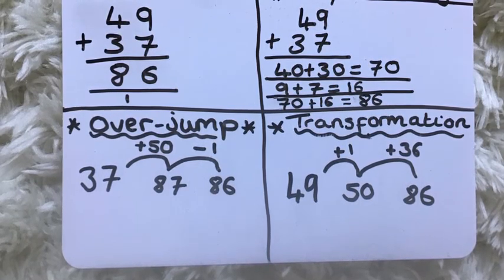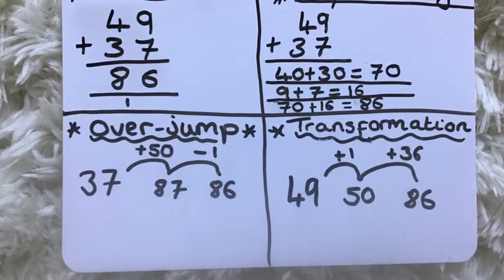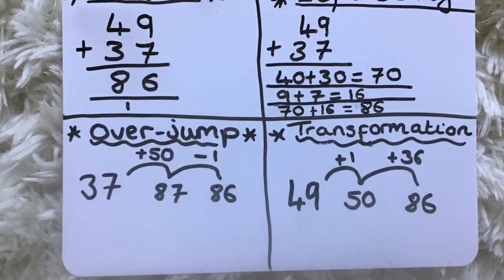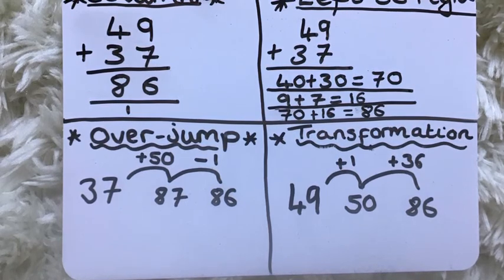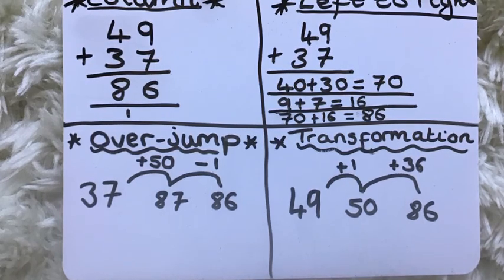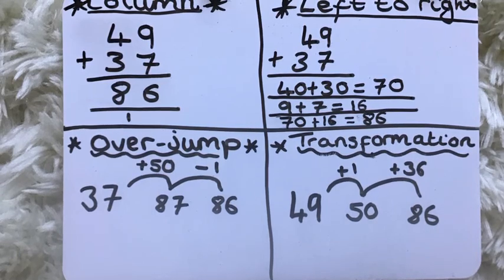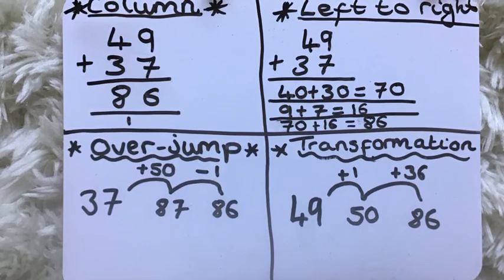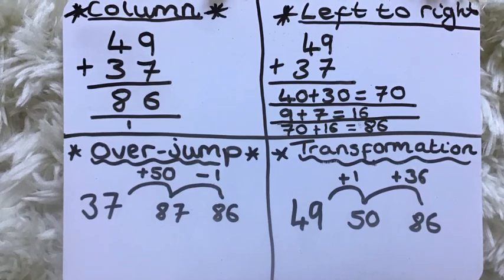using the column method. We then looked at the left to right method, which you can use if you're a bit unsure about carrying over and you really want to see what your numbers you're actually adding together. And then we looked at the transformation method, where you add part of the number to the first number to make it a whole number and then add the rest on. And then we looked at the overjump method, where we round the number up to the nearest 10 or the nearest 100 and take away however many we added too much of.